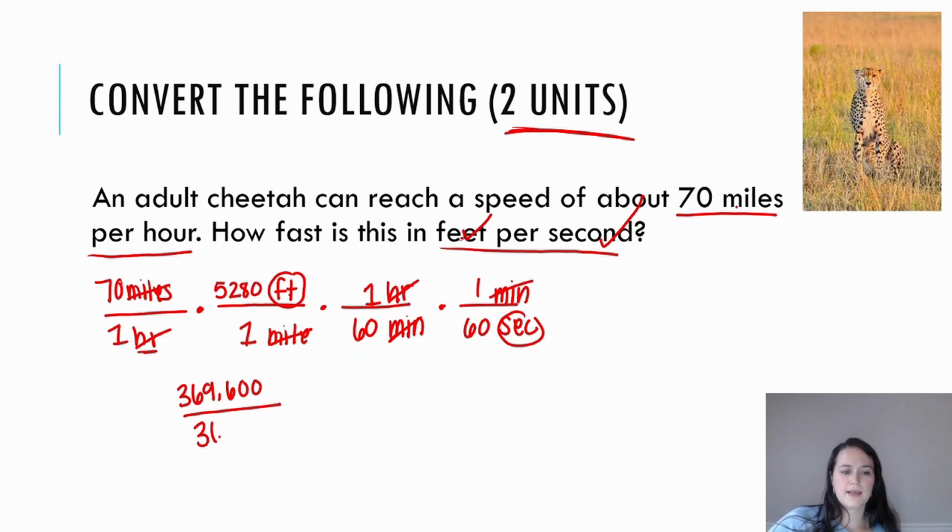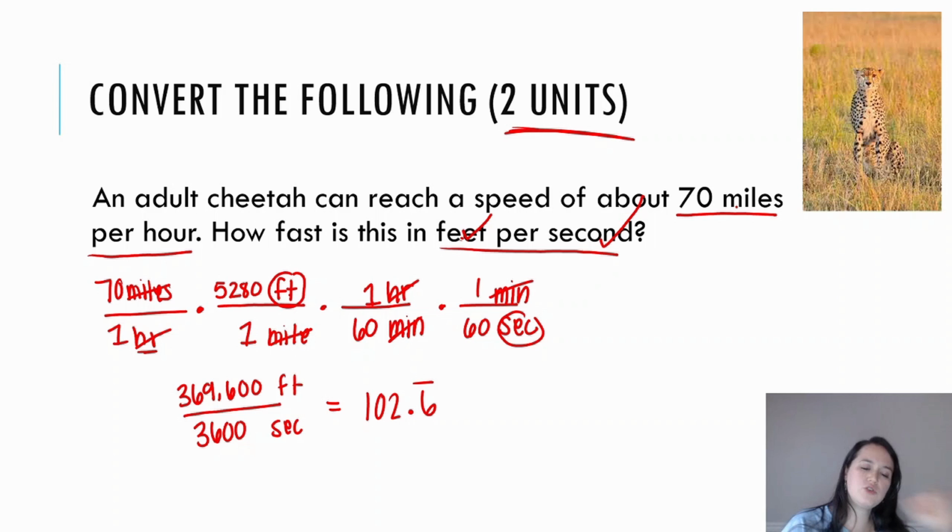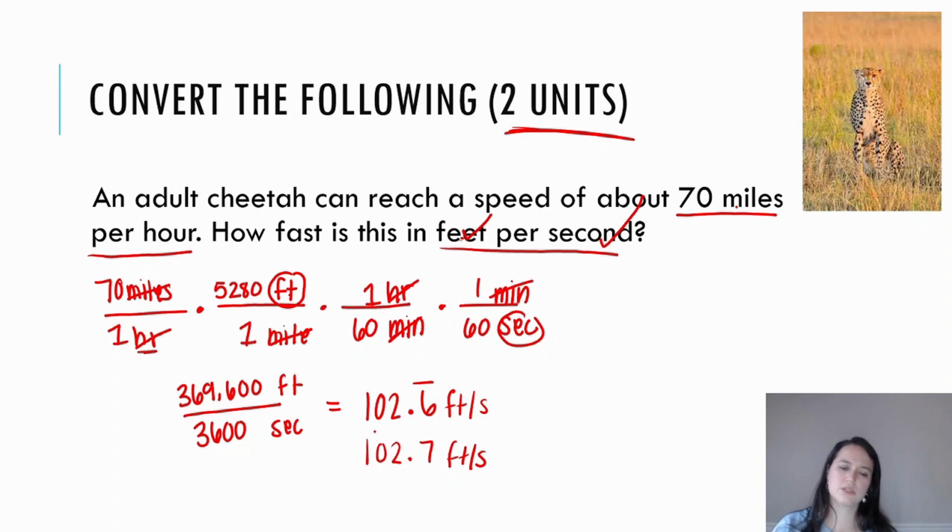And then let's go ahead and divide this. Don't forget your unit, since we are doing the dimensional analysis. So I've got 102. There's my 0.6 repeating. All right, 102.6 repeating feet per second. You're welcome to round that. 102.7 feet per second. You typically don't see the repeating in certain problems, so either one would be appropriate. The bottom one is rounded. So that's how fast a cheetah goes in feet per second.